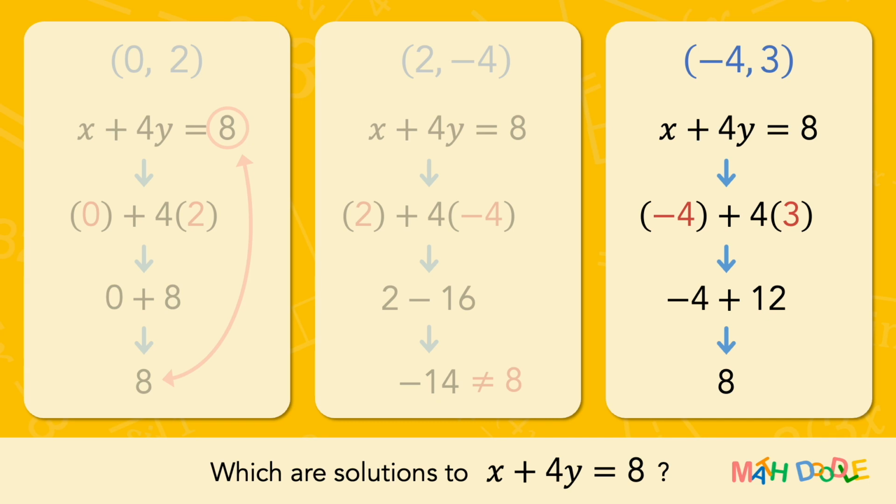So, after substituting minus 4 and 3 for x and y, the left and right sides of the equation have the same value. And this tells us that this ordered pair is a solution to the equation.